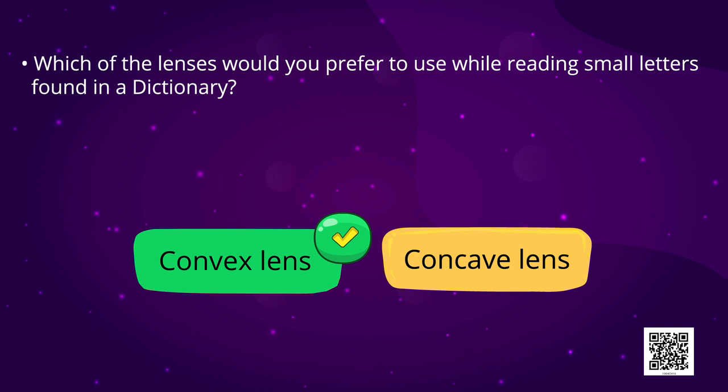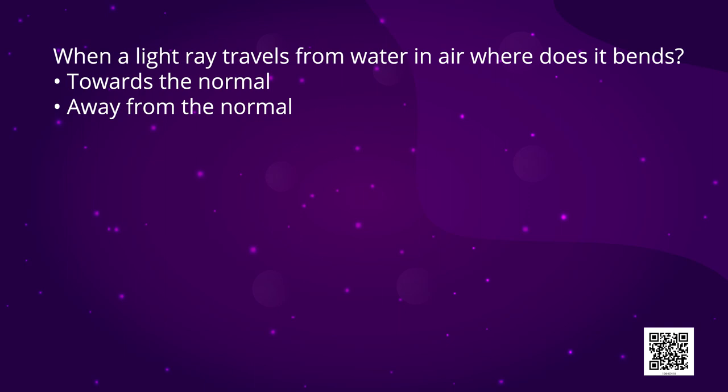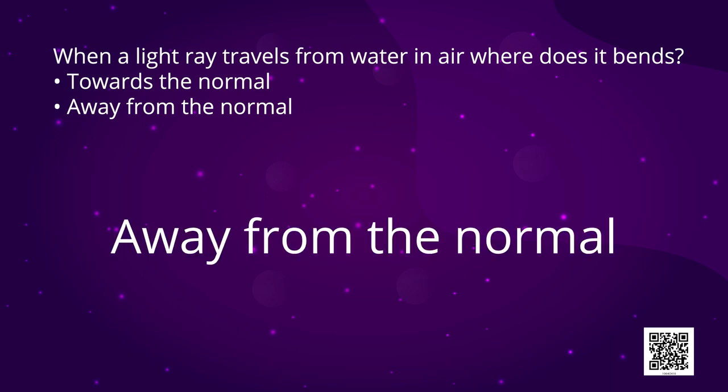Question number 2. When a light ray travels from water into air, where does it bend? Towards the normal or away from the normal? Yes, the light ray bends away from the normal because air is rarer than water and light rays bend away from the normal as they move from a denser to a rarer medium.